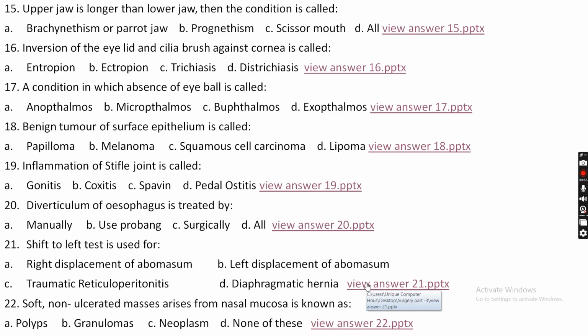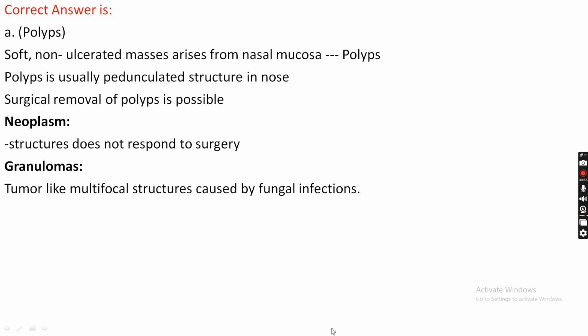Question number 22. Soft, non-ulcerated masses arising from the nasal mucosa are known as: option A, polyps; option B, granulomas; option C, neoplasm; option D, none of these. The right answer is option A, that is polyps. Okay. Polyps are soft, non-ulcerated masses which arise from the nasal mucosa. Okay.